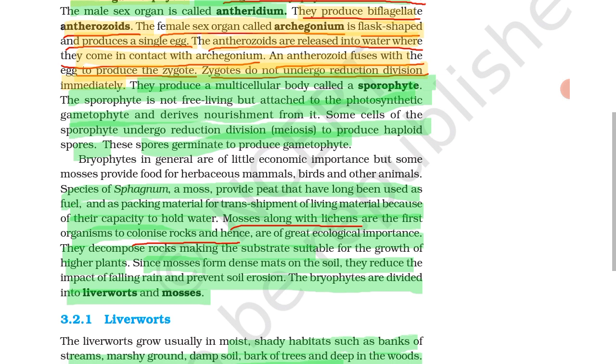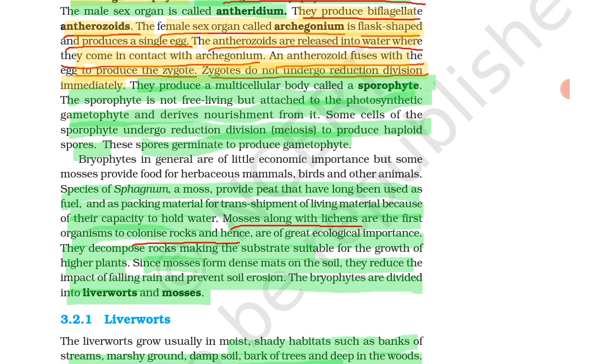Then, bryophytes in general are of little economic importance, but the mosses provide food for herbaceous mammals, birds, and other animals. Species of sphagnum, a moss, provide peat that has been used as fuel, as a packing material for transshipment of living material because of their capacity to hold water.